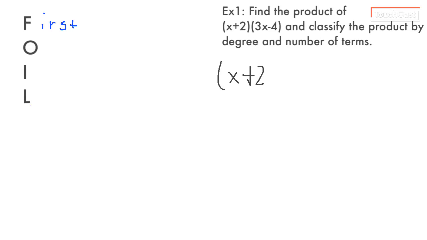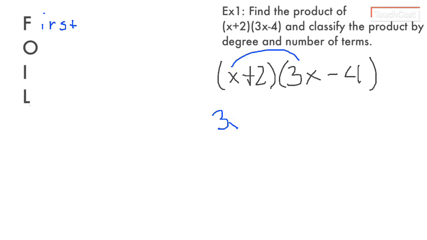x plus 2, 3x minus 4. When we're multiplying the first terms, we're going to go x times 3x. It's the first term in each binomial. So x times 3x, 3x squared.